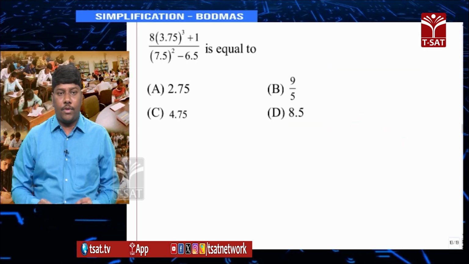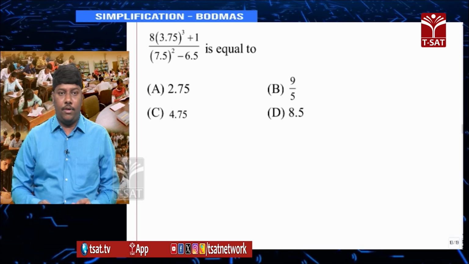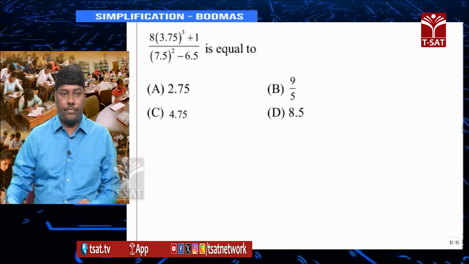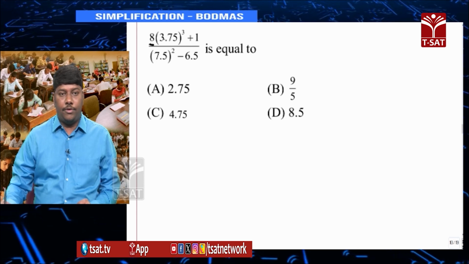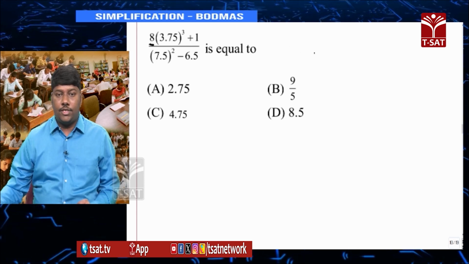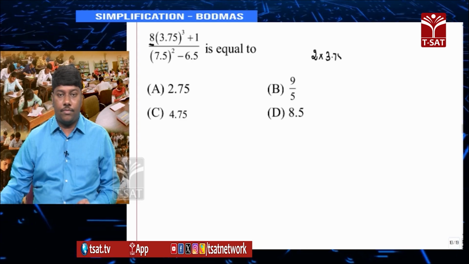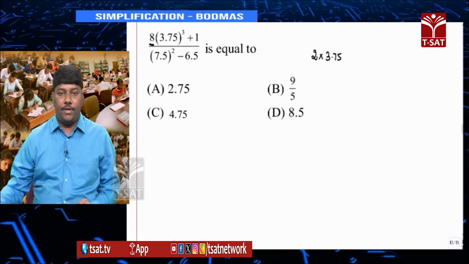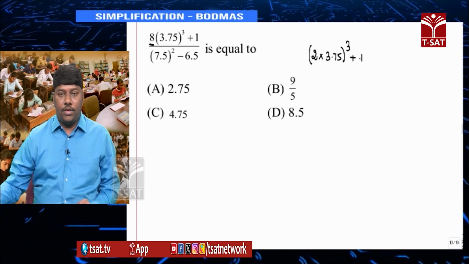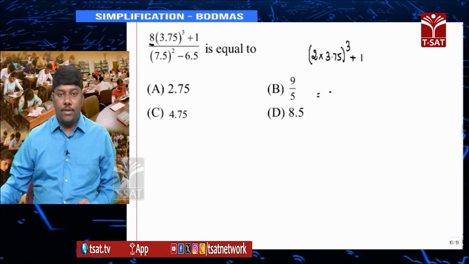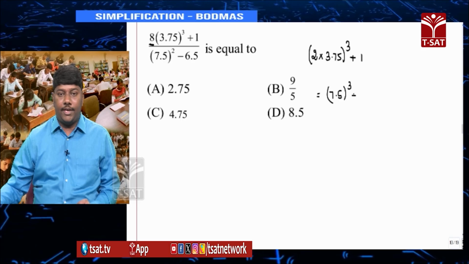Now, look at this sum. 8 into 3.75 cube plus 1. Look at the numerator carefully. 8 can be written as 2 cube. So, this 2 cube into 3.75 cube, it is 2 into 3.75 whole cube. 2 into 3.75 is actually 7.5. First simplify the numerator, 7.5 whole cube plus you write it as 1 cube.